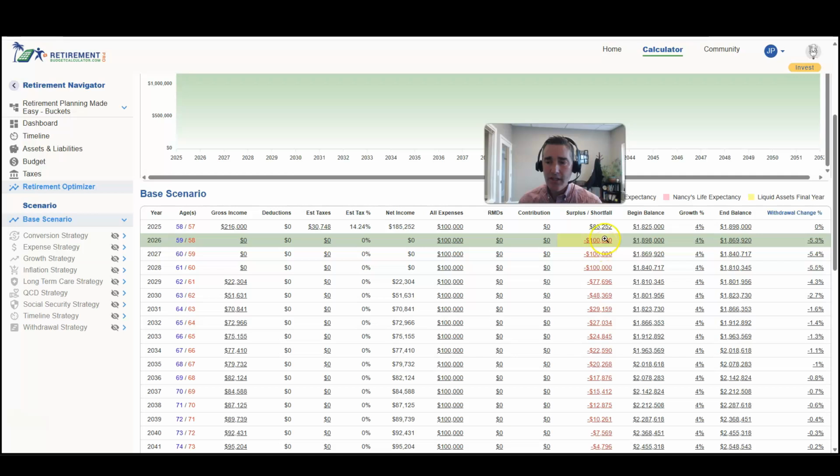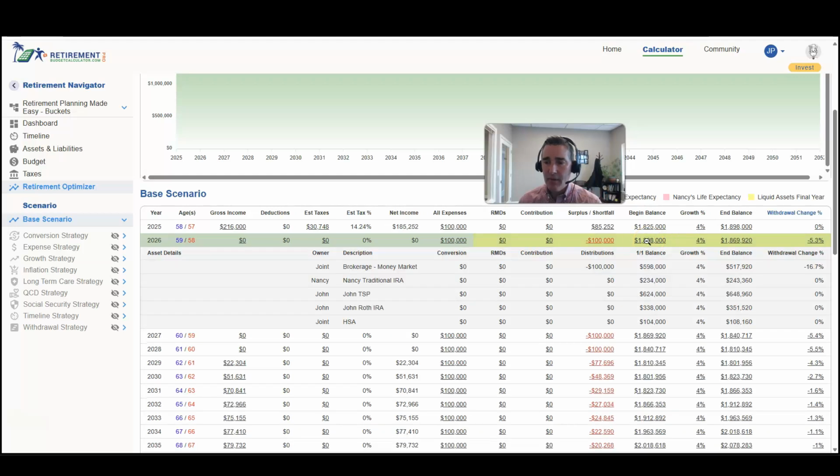And over here, you can see that's what the shortfall represents. That's the money that they're taking out of the portfolio. And if we click on the beginning balance, you can see there's $100,000. We have $598,000 to work with in the brokerage money market account. And so at the end of the year, we're going to take $100,000 out. They're going to earn a 4% growth rate. And at the end of the year, they'll have $517,000.